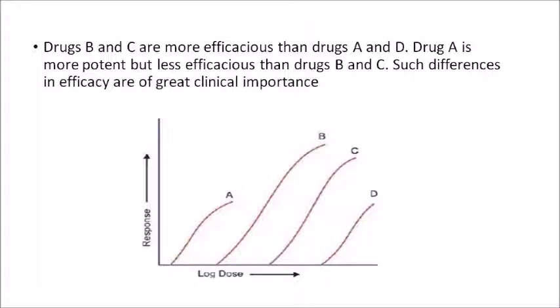With only higher doses, B, C and D could produce a response. But see the heights of the curve. Curve B is showing the maximum height. Even if it requires a larger dose to produce a response, B is producing the maximum response, which means drugs B and C are more efficacious than drugs A and D, which can elicit only a lesser amount of response. But drug A is very potent because with the minimum dosage of the drug, it could elicit a response.